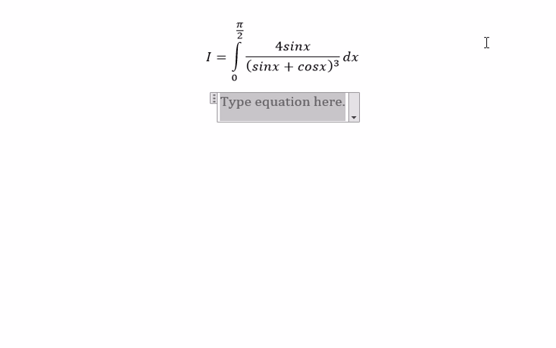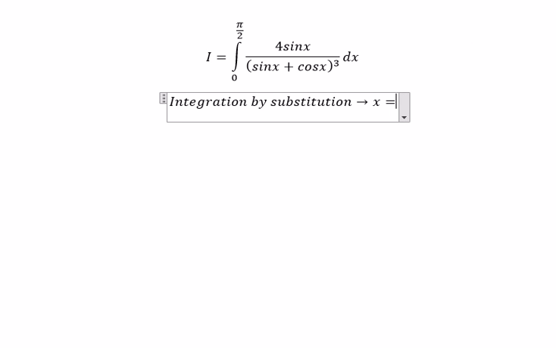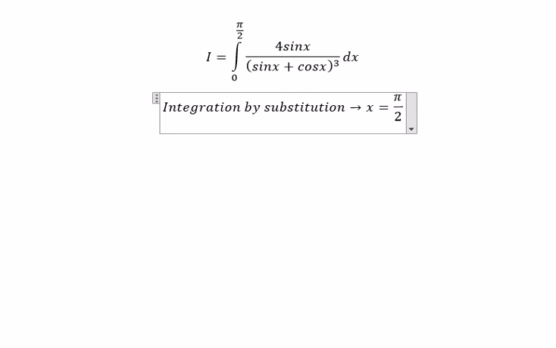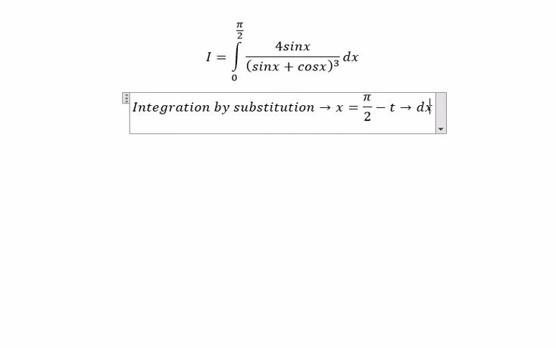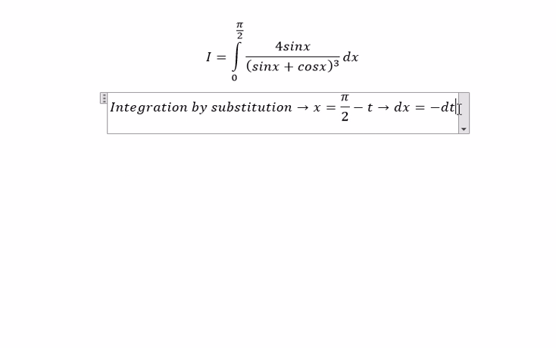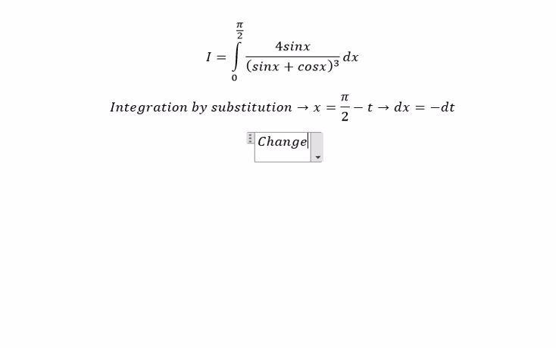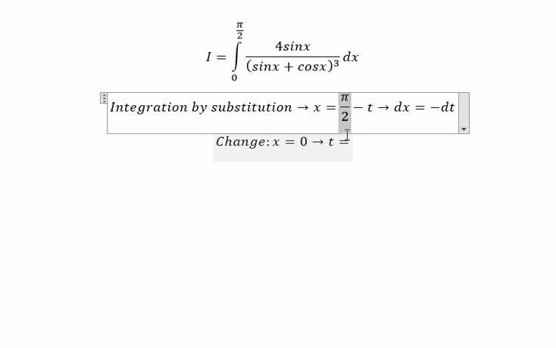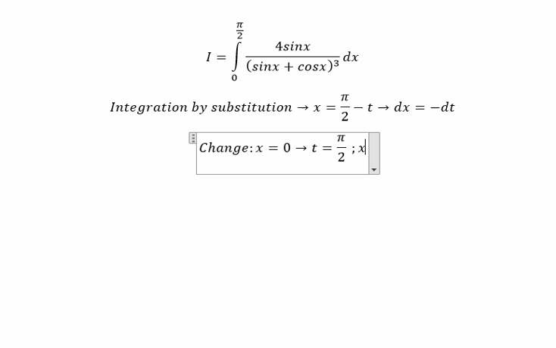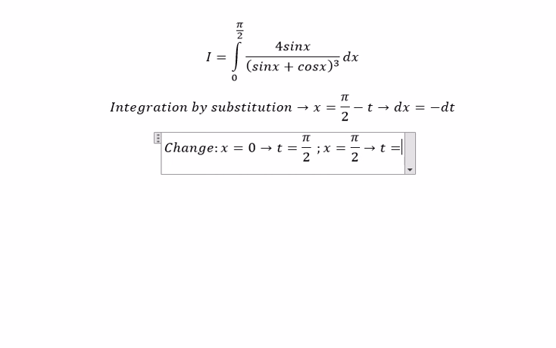So we need to use integration by substitution. So we put s equals b over 2 minus t. So you get ds equals negative dt. So we need to change the limits in here. If s equals 0, then t should be b over 2. If s equals b over 2, then t should be 0.